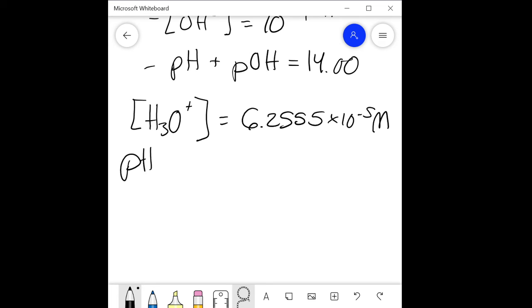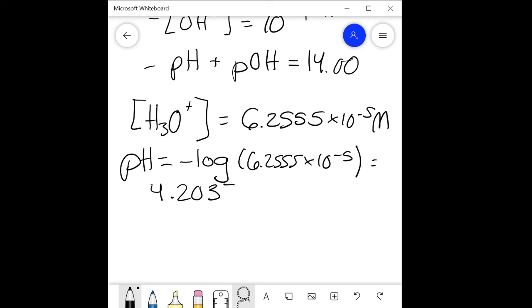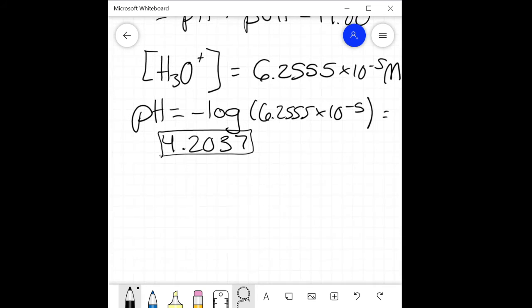So say we want to find the pH. The pH equals the negative log of our hydronium, 6.2555 times 10 to the negative fifth. You stick that in the calculator and round to 5 sig figs, you get 4.2037. No units because it's pH. pOH won't have units. H3O plus and OH minus will have the M unit. Okay, so we have the pH.